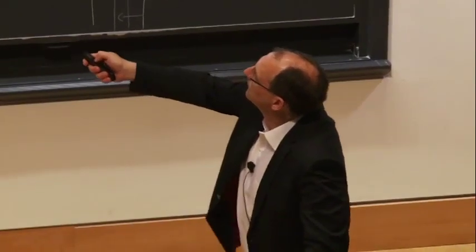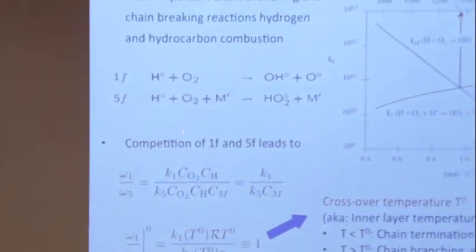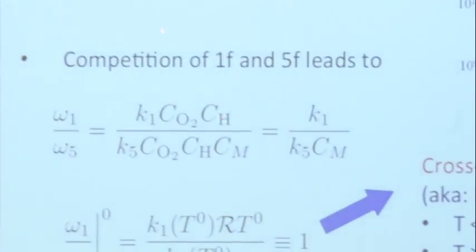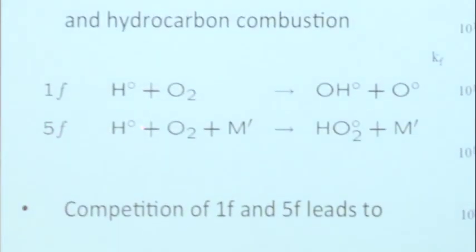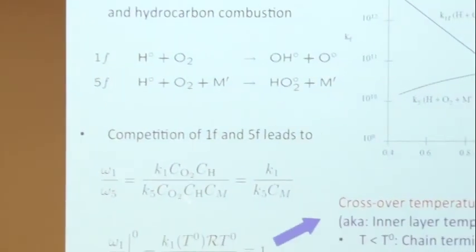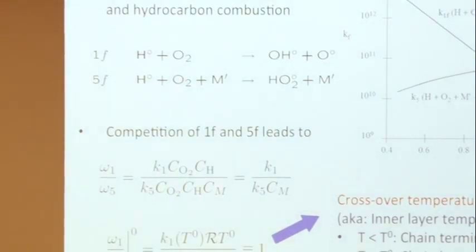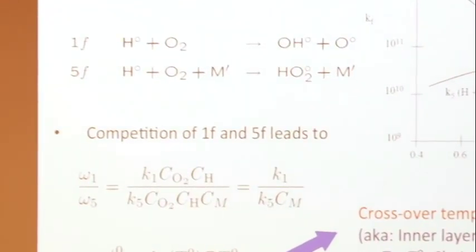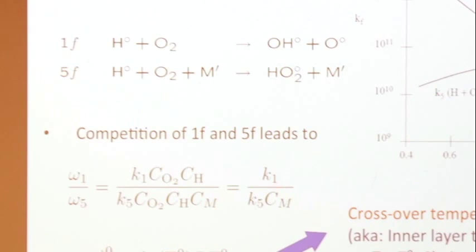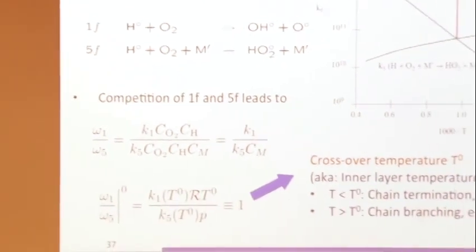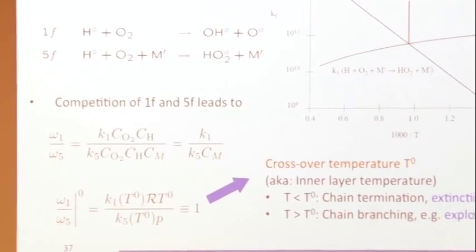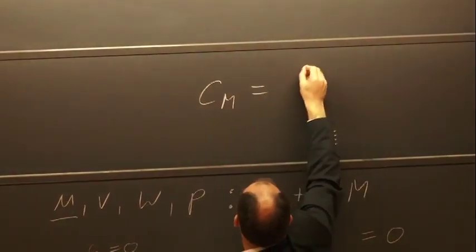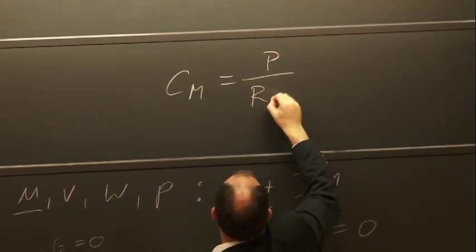So, the reaction rate of this first reaction here is k1 times the concentration of O2 times the concentration of H. The rate of 5 is k5 times the concentration of O2 times the concentration of H times the concentration of this third body. The concentration of the third body, you can say, is the overall concentration, just P over RT. So C_M is the overall concentration, P over RT.